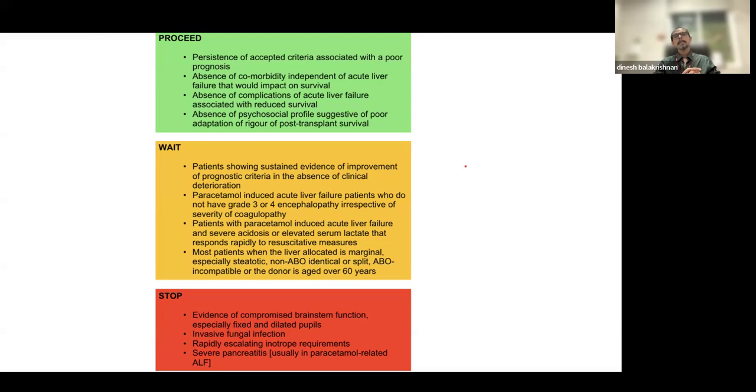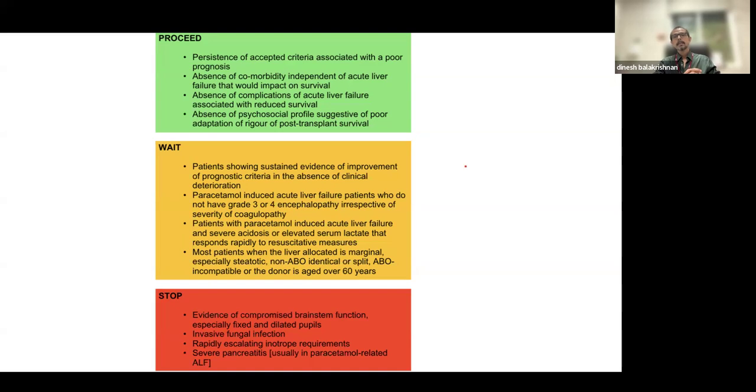When should you not do transplant in an acute liver failure? When there is evidence of compromised brain stem function, autonomic instability, pupil not reacting, an MRI showing absence of flow voids, uncal herniation, one should counsel the family and refrain from doing a liver transplant because the outcome can be poor. If they have an invasive fungal infection, we cannot do a transplant. They will worsen, the infection will progress, and there's a very high chance for mortality.